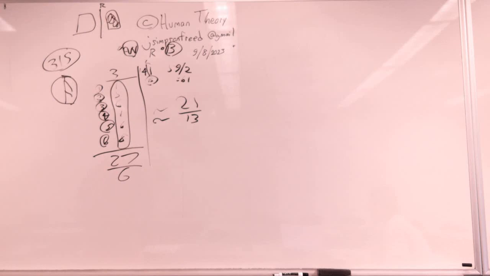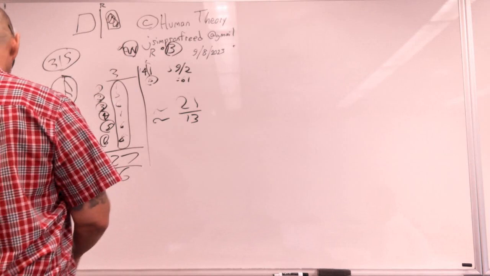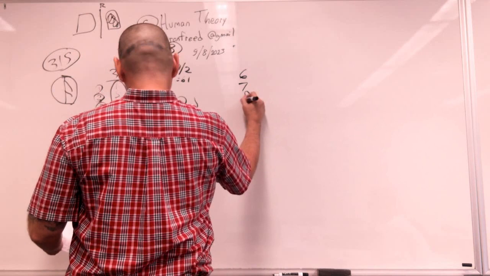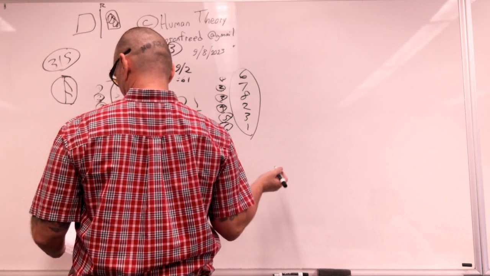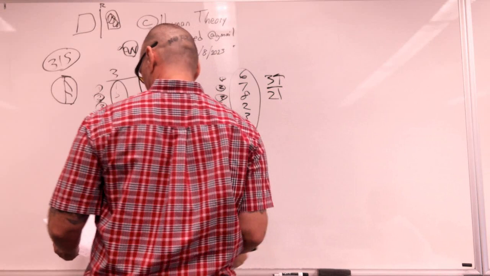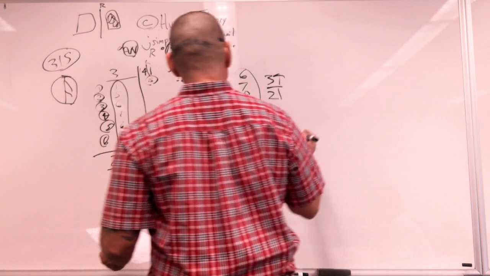Now do it again. Do the relations the same way. It's going to give you 6, 7, 8, 2, 3, 1. Do positions once again. And that's going to be your next Fibonacci. And do it once again.